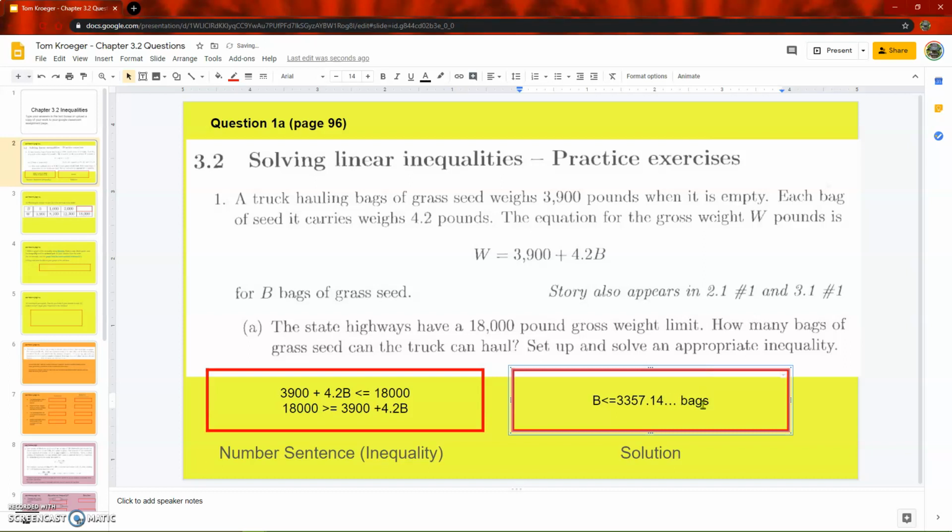Well, you can't really have 0.14 of a bag. The truck's either carrying whole bags or it's not carrying bags at all. Since each bag weighs the same amount, we can assume that it's not carrying partial bags. So that means that the number of bags must be 3,357 bags or less. It could carry less than that, but it can't carry more. If you throw one more bag on that truck, 3,358 bags, that would be too much, and the truck would be over the 18,000 pound limit.